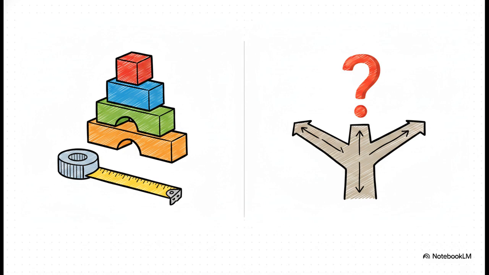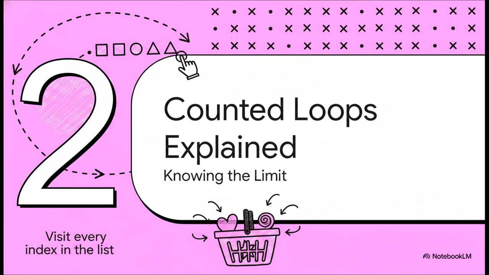On the flip side, we have conditional loops. With these, the repetition depends completely on a test becoming true or false. You'd use a conditional loop when you have no idea how many times the loop actually needs to run beforehand. Let's break each of these down a bit more. Section 2. Counted loops explained.